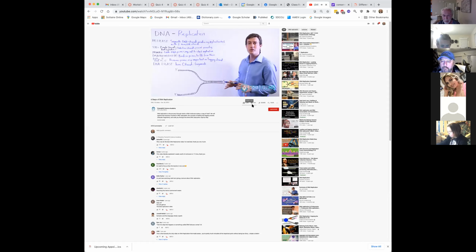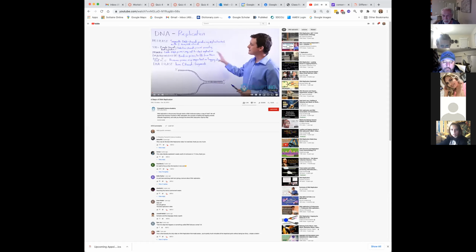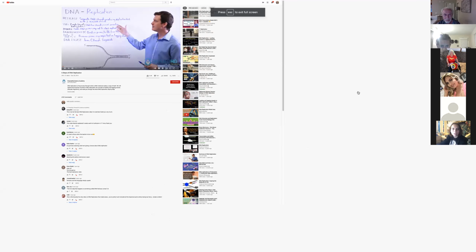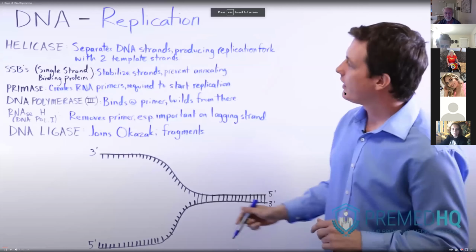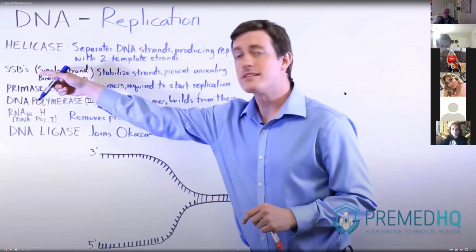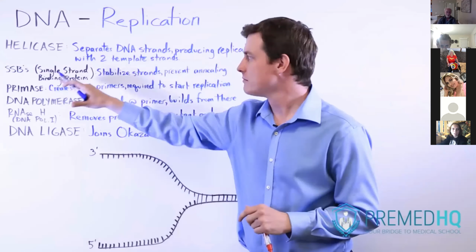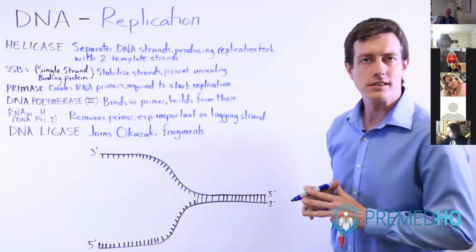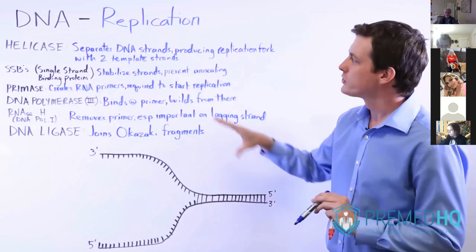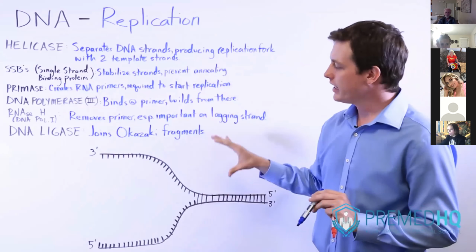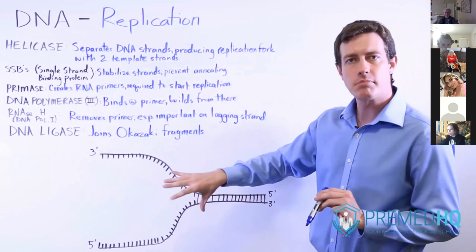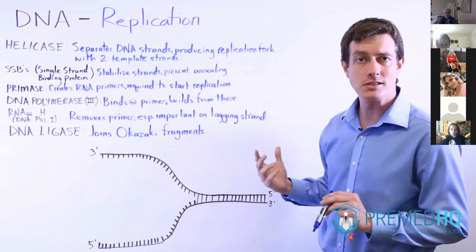So now we'll go through a detailed step-by-step illustration of DNA replication. And what I've done here is I've listed all of the enzymes and proteins that are involved in this process. All of them serve an important purpose. And so we'll go through step by step in order to see how each of them comes into play.